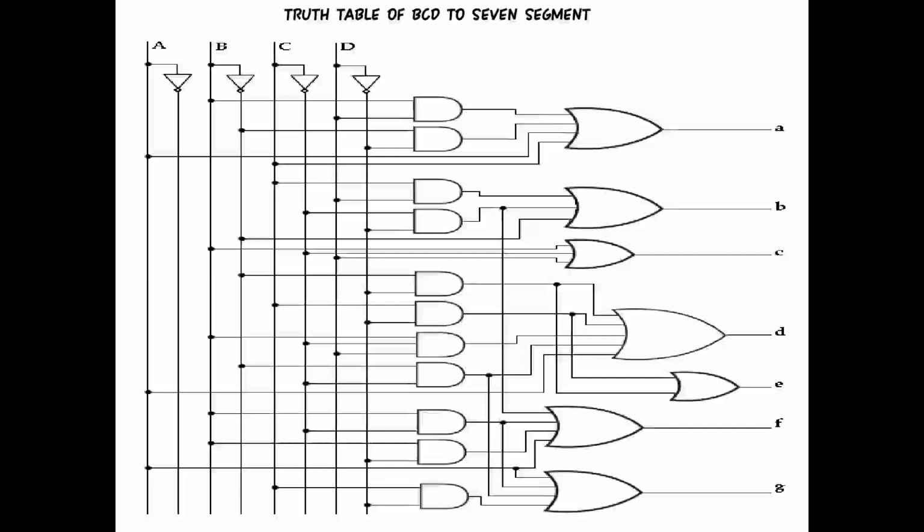So this is the end of decoders, but majorly you will be getting questions on types of decoders. You need to mention 2 to 4 decoders and 3 to 8 decoders. They may also ask about the BCD to 7 segment decoder.